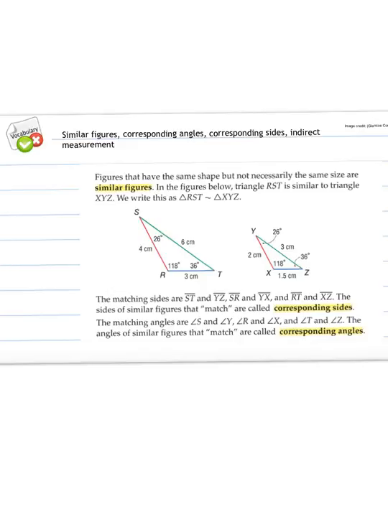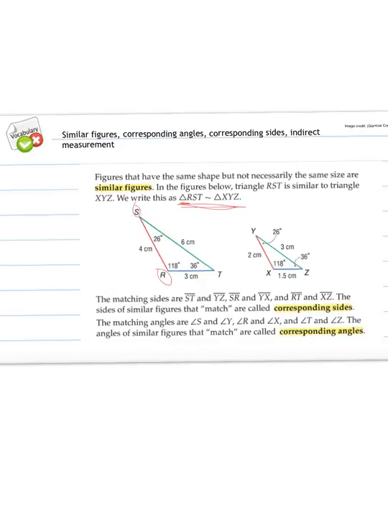So figures that have the same shape but not necessarily the same size are similar figures. Okay, so we have these two triangles here, and they are similar. They make the same shape, but as you can see, they're different sizes. And so we would write it like this. Okay, it says triangle. That little symbol means triangle.